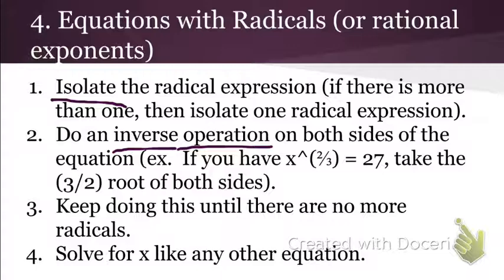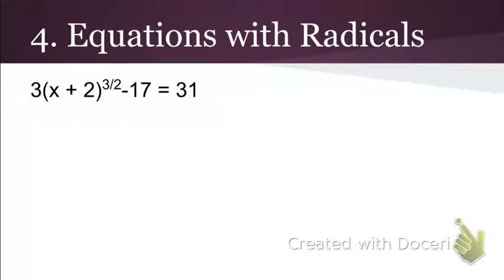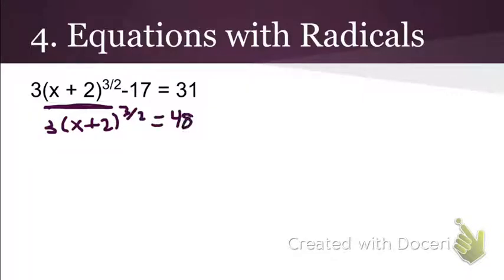So let's do one of each, a radical equation and a rational exponent equation. So here's the first one. First thing we're going to do is isolate the rational exponent expression, which is this part right here. So we're going to do that by adding 17 to both sides. So you get 3 times x plus 2 to the 3 over 2 power equals 48. And then divide both sides by 3.